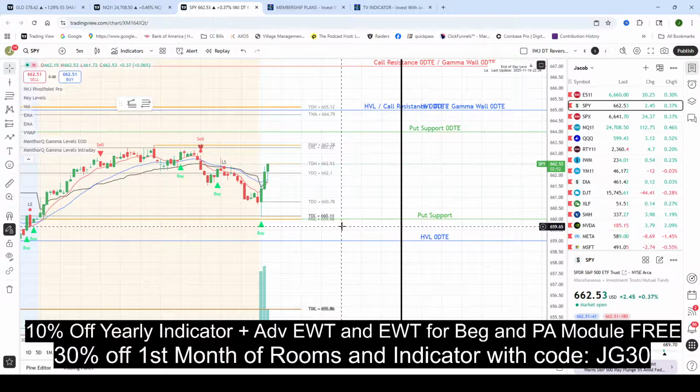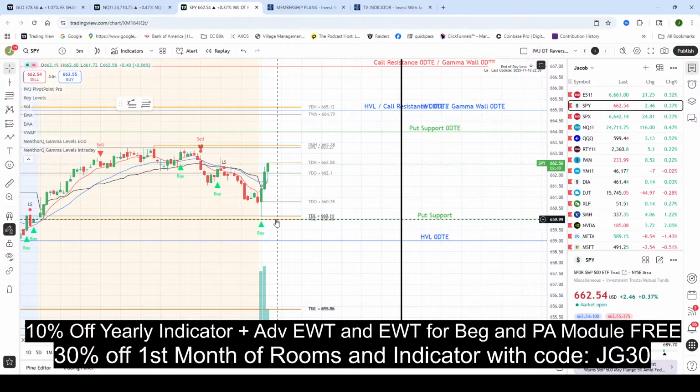Also, you can see at the open, they came right down and tested this put support level, another great level to get a buy signal off of, which we did. So these Mentor Q levels, guys, I can't express how important they are on every chart.